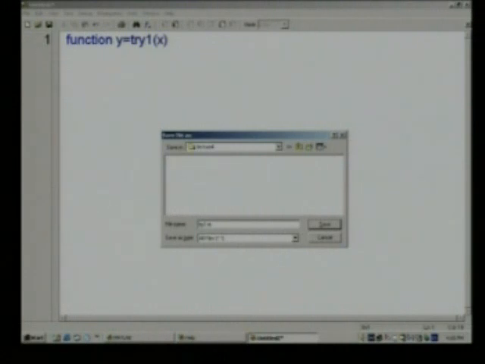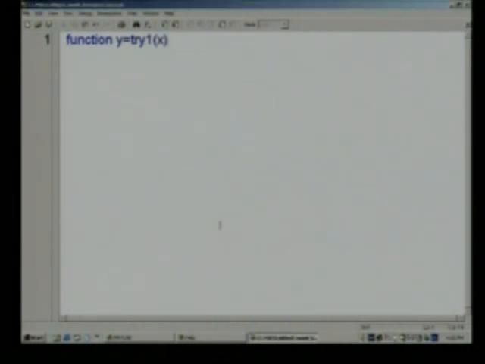That means the function name should be try1.m. So try1 is a function which is saved as try1.m. Now what is y? y is equal to x dot square plus sine of x plus exponential x, right? Then I can write return or not, it doesn't matter. If you don't write return, it will automatically return at the end of the statement.